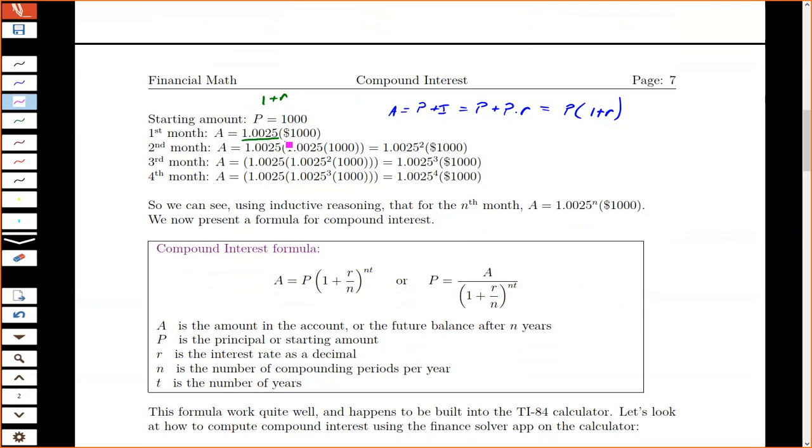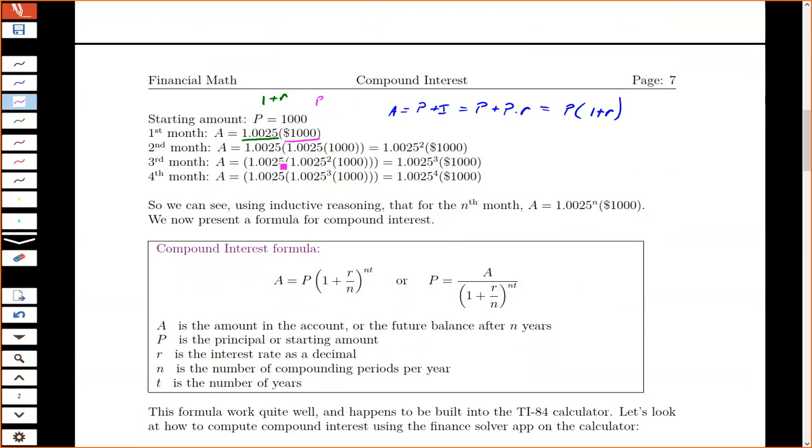Okay. And this part over here is the P. For the second month, I take that value that I had at the starting month and do the same thing, multiply it by 1 plus R. But I have this 1 plus R times 1 plus R times my original 1,000, so it gets squared, right?